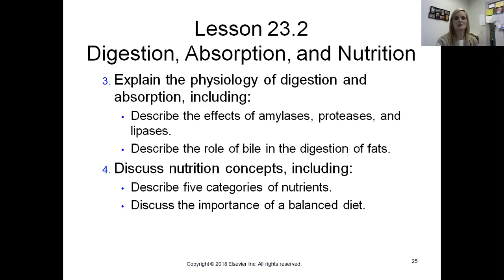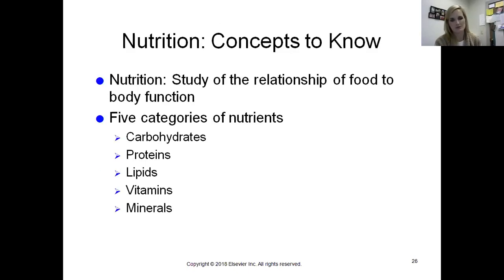But I do want to end with the nutrition here. Nutrition is the study of the relationship of food to the body function. You guys will take a class dedicated to nutrition, so you guys will talk very heavily about this information. But there are five categories of nutrients. Carbs, fats, and proteins, or lipids, just means fats, are what we take in, our different sources of food. And then a lot of these foods contain certain vitamins and minerals.